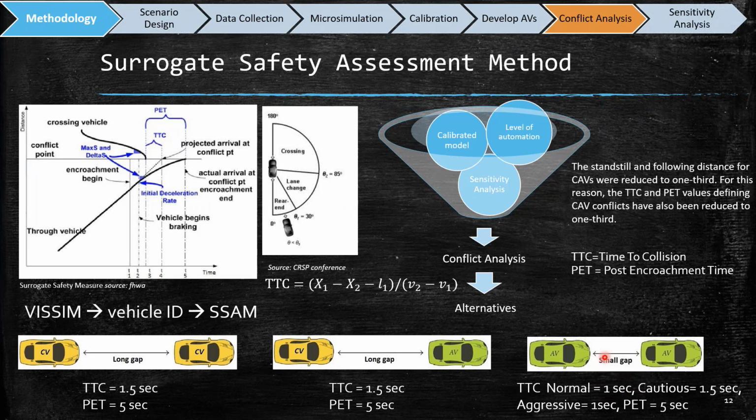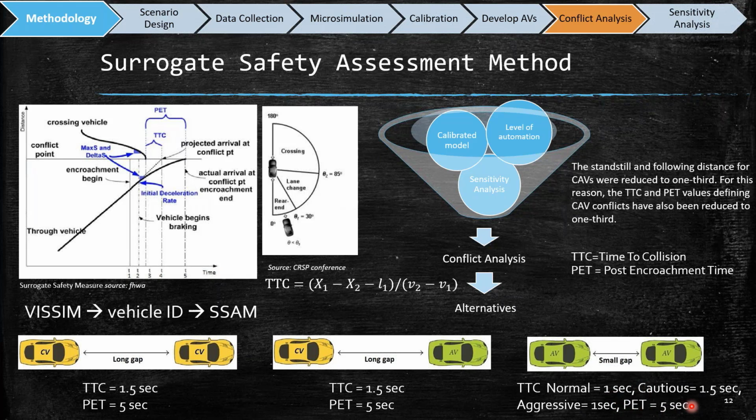We just refer to the reduction that we had in the standstill, and it's really important. The standstill and the following distance for the calves actually were reduced to 1/3. For this season, we also reduced TTC by 1/3 and reached 1 second. For the cautious situation, we don't have this kind of reduction, so we keep it at 1.5 for the TTC, and for the aggressive, again, we have 1 second.